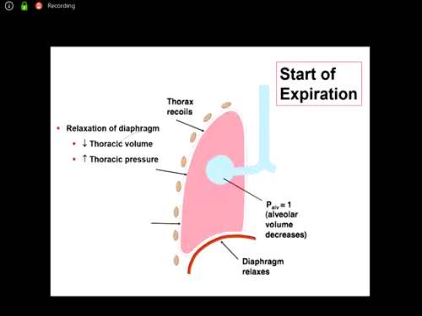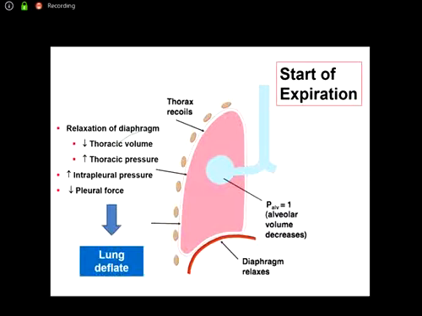So now all of a sudden the intrapleural pressure goes up again, and the pleural force that is keeping the lung open will also decrease, and the lung will start deflating.